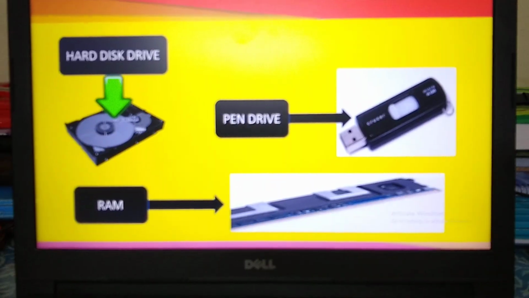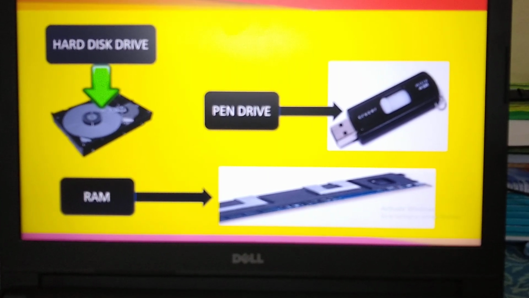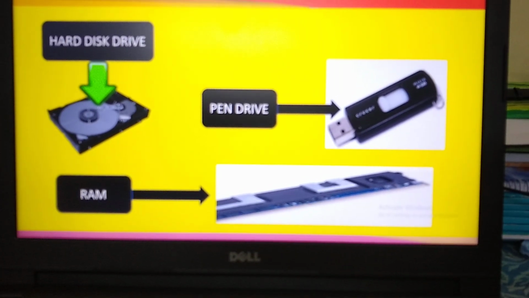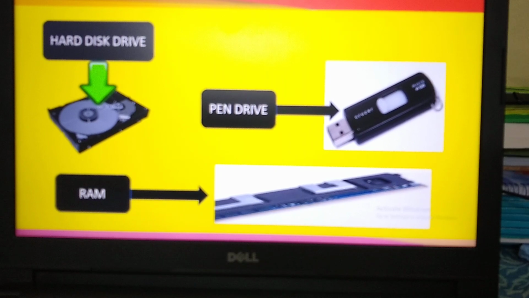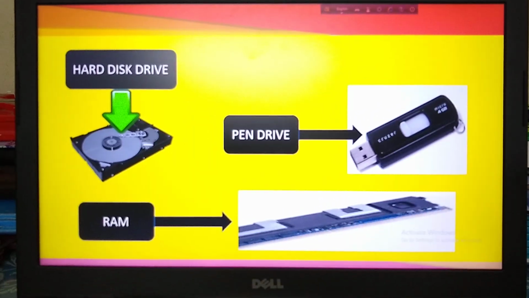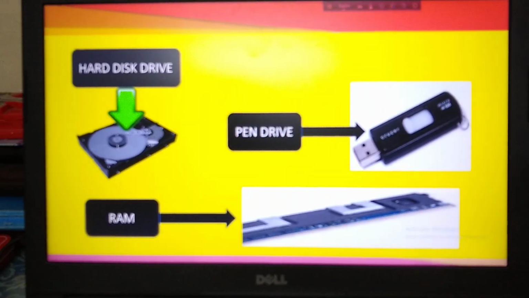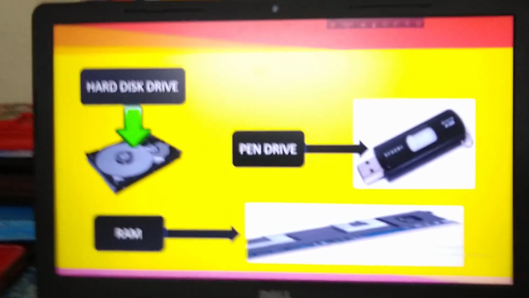Look at the picture. There is a picture of a hard drive, a pen drive, and RAM. So from this picture we can get some idea about storage devices. So what is RAM, what is a pen drive, what is a hard disk? So the pen drive is one type of storage device.